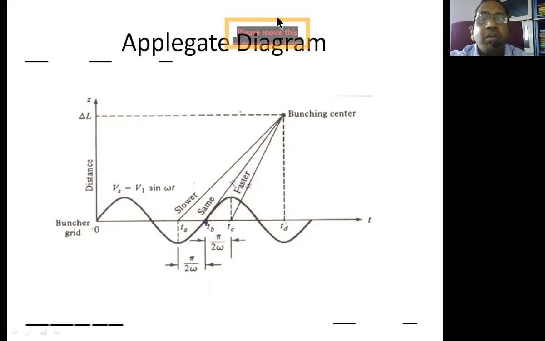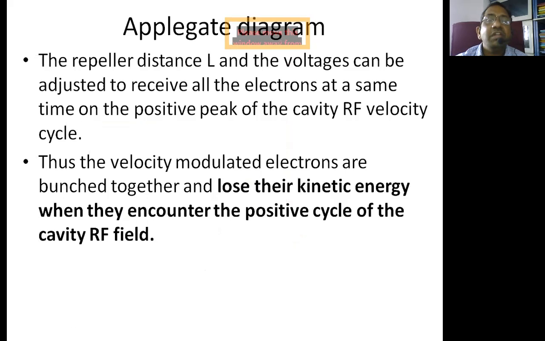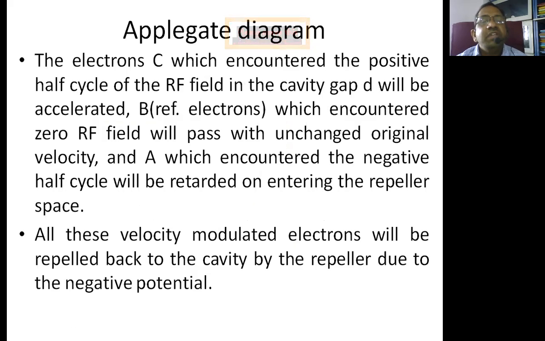Now we explain the operation. Whenever in the exam a question comes to explain the operation of the reflex klystron, what you should do is draw the schematic diagram of a reflex klystron oscillator, and explain the operation with the help of the Applegate diagram. So that explanation has been given at the top now.